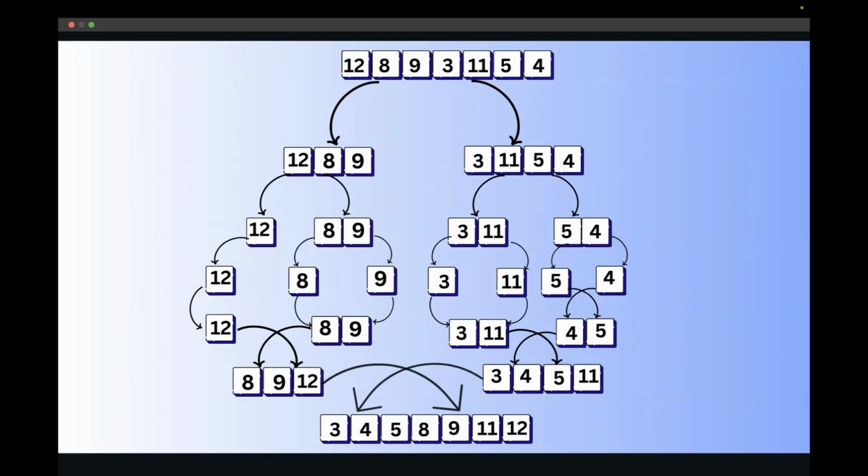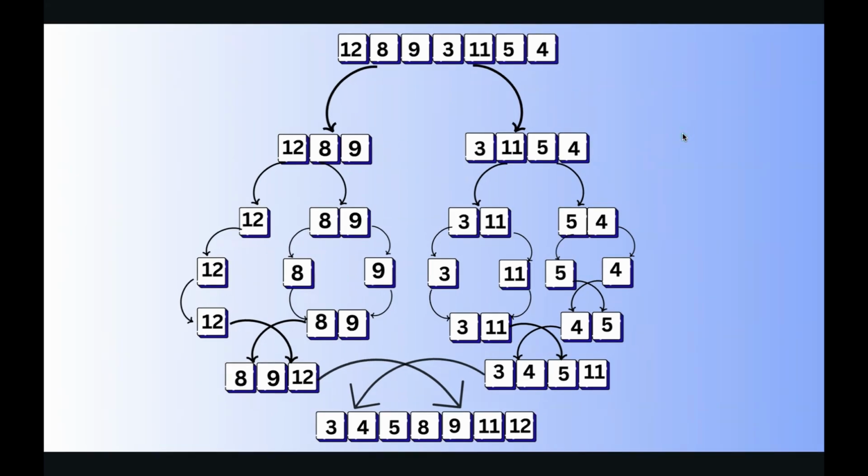Now that we have seen how merge sort uses divide and conquer, let's move on to another interesting algorithm, Bitonic sort. Bitonic sort is especially useful in parallel computing and works by creating bitonic sequences. To explain this in more detail, I'll hand it over to you, Shruti.